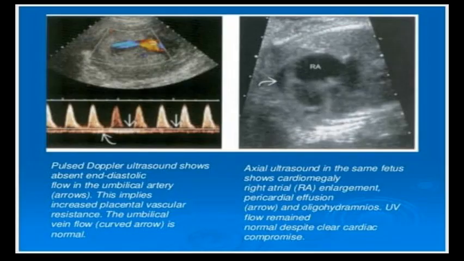Here, the Doppler ultrasound shows absent end diastolic flow in the umbilical artery. This implies increased placental vascular resistance. The umbilical vein flow is, however, normal. Axial ultrasound in the same fetus shows cardiomegaly, right atrial enlargement, pericardial effusion, and oligohydramnios. Umbilical vein flow remains normal despite clear cardiac compromise.